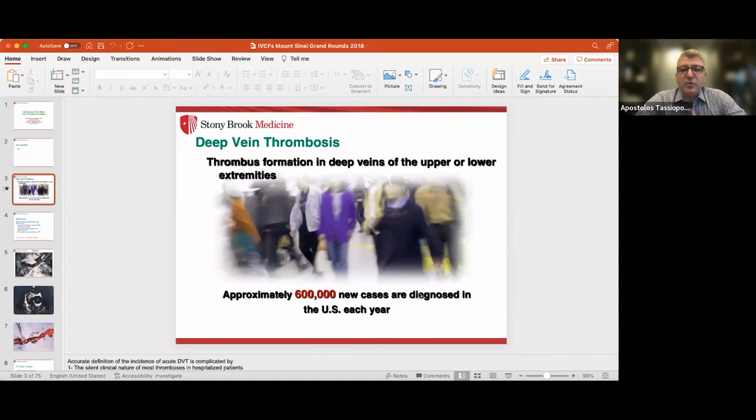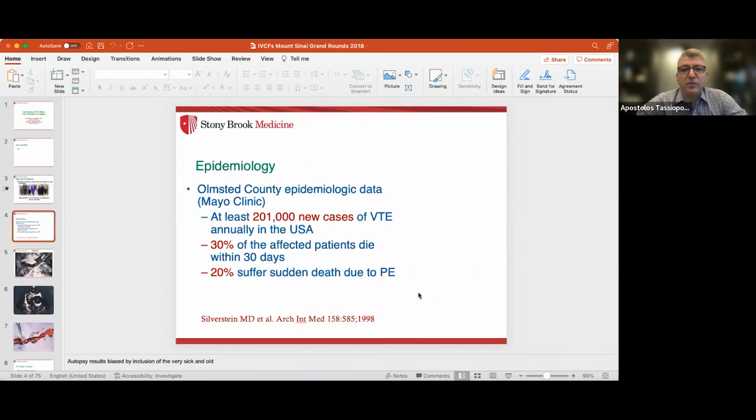So deep vein thrombosis affects about 600,000 new people every year in the United States. It's a very common occurrence. The recent pandemic further increased the prevalence of deep vein thrombosis, as most of you are aware. Looking at one county, the Olmsted County is where Mayo Clinic is.